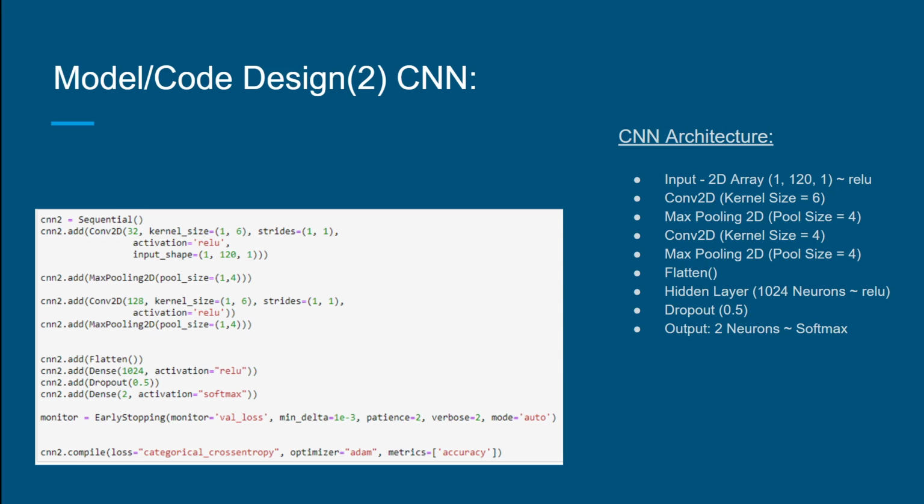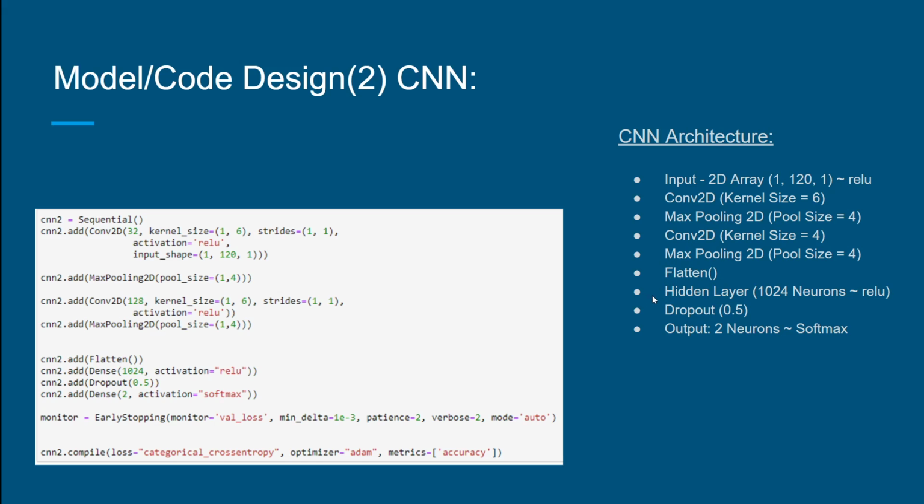Next, I had 2 pairs of convolutional 2-dimensional layers. Each leads with the convolutional 2-dimensional layer, and then follows with a max pooling layer. The initial kernel size I have was 6 with a pool size of 4, and then I had another one with a kernel size of 4 as well as a pool size of 4. And that was all done before flattening the data.